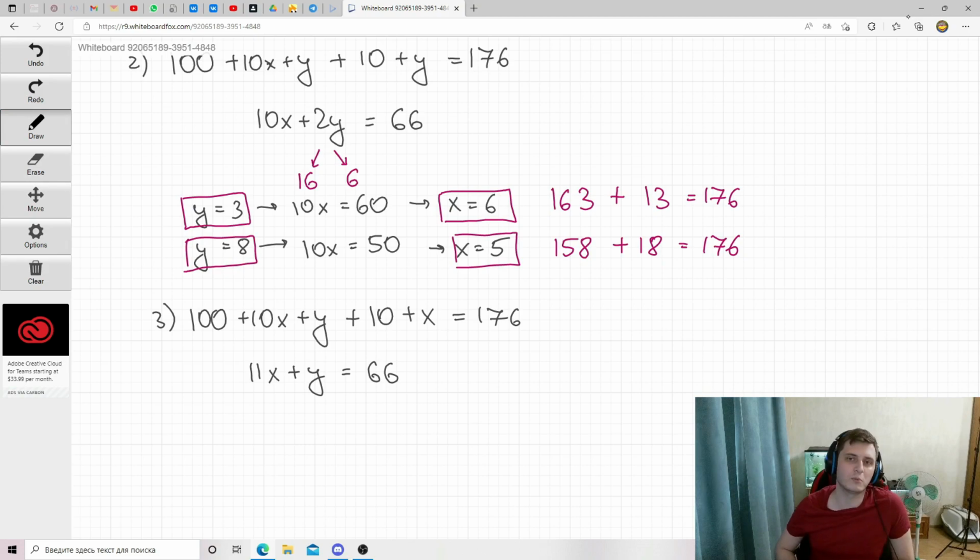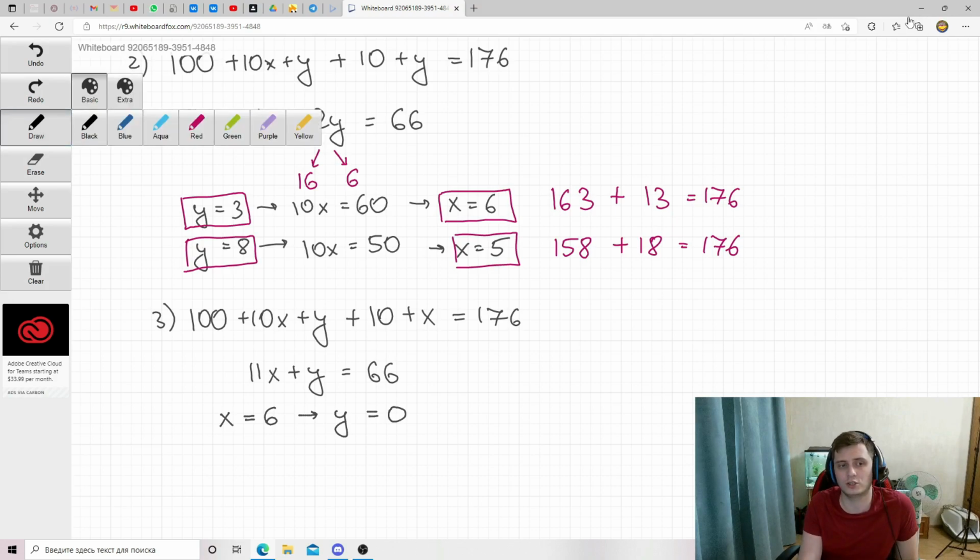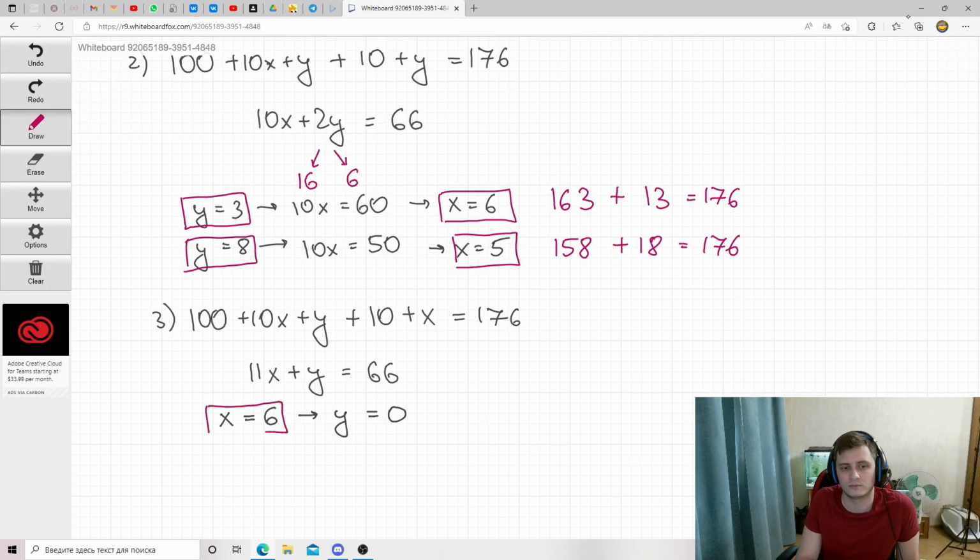We can think a little differently here. Let's imagine the biggest possible value of x here. Obviously, it is 6, because 6 multiplied by 11 will already be 66. Therefore, if x equals 6, y equals 0. And there are no contradictions. We receive one more combination, x being 6 and y being 0. By checking it, we get the numbers 160 and 16, and their sum is 176.